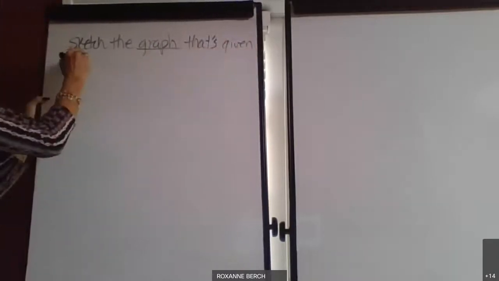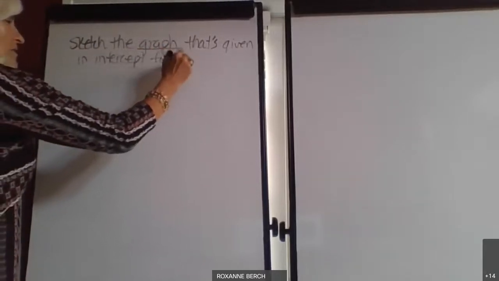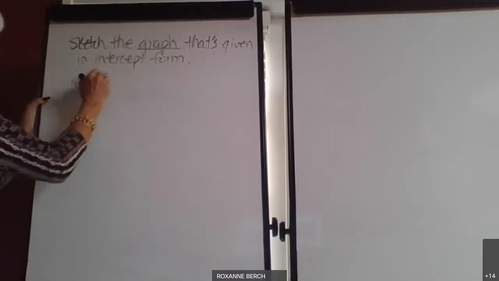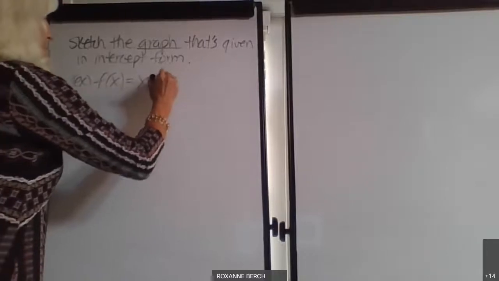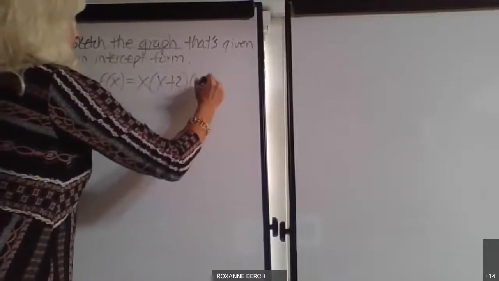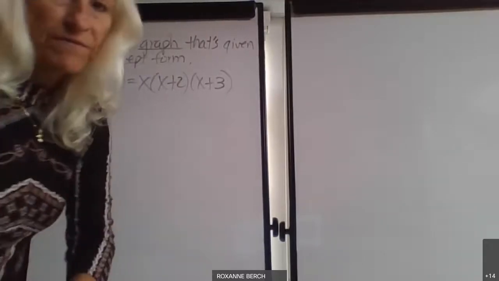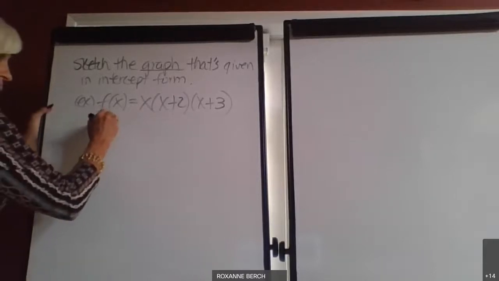That's given in intercept form. So remember, intercept form is the same as factored form. So they're going to give you a function in intercept form. And you're going to have to use some tools to figure out what we are going to do. So how about find the end behavior?